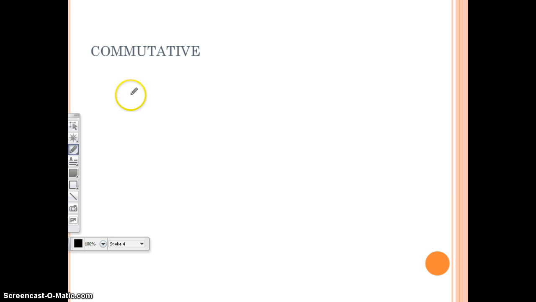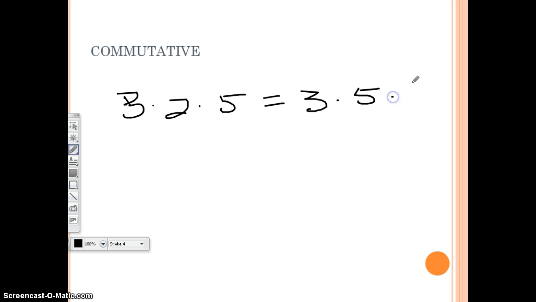The commutative property, we'll take that 3 times 2 times 5 again. That does equal 3 times 5 times 2. These are equal but commutative. The 2 and the 5 have moved.